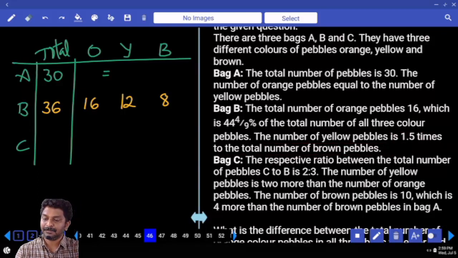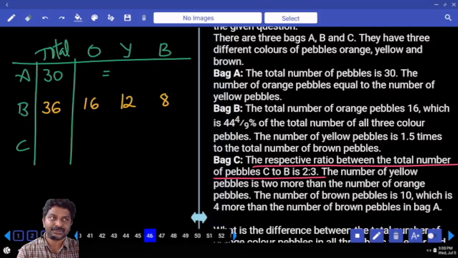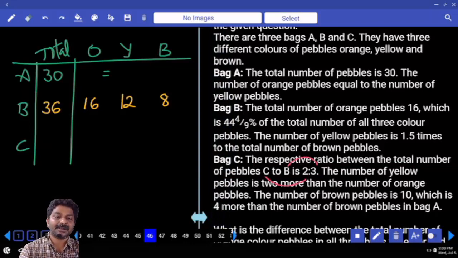Next, bag C. The respective ratio between total number of pebbles in bag C and B is 2:3. Bag C 2 parts, B 3 parts. In bag B, total how many are there? Which is equal to 3 parts, then 2 parts, 24. Total in bag C are 24.